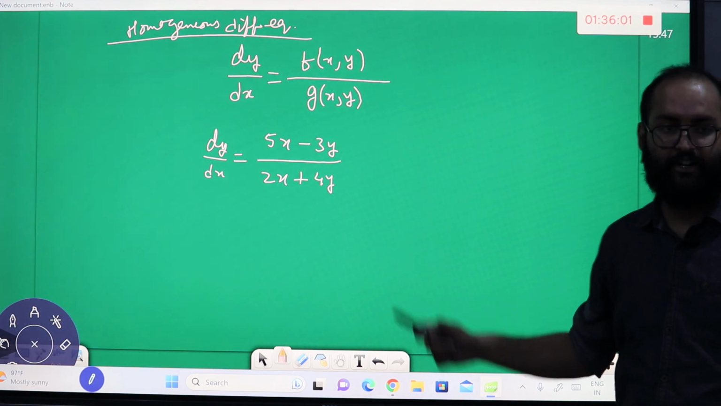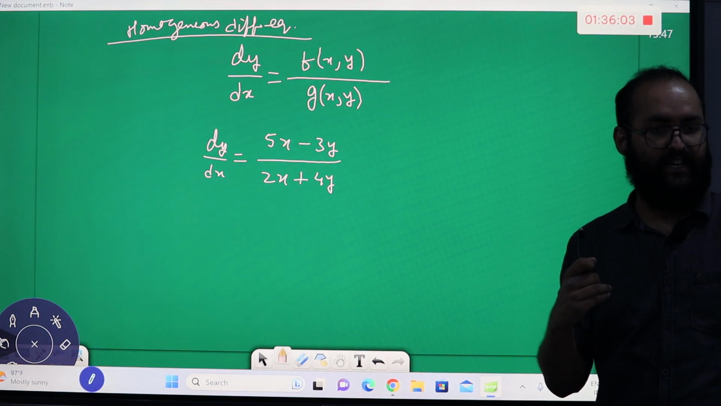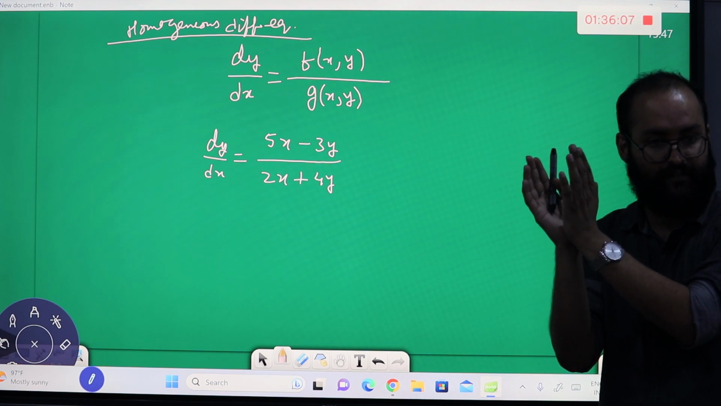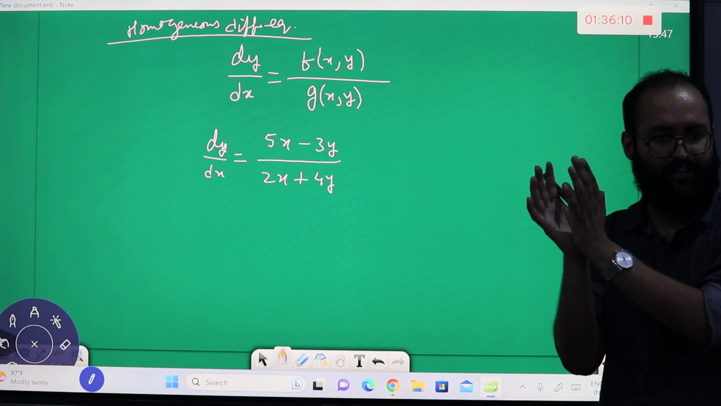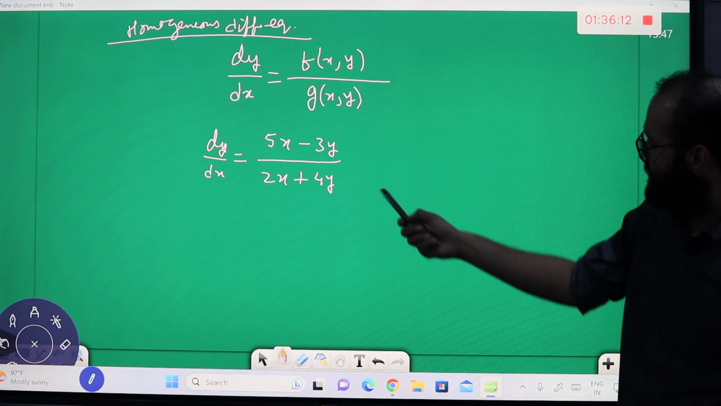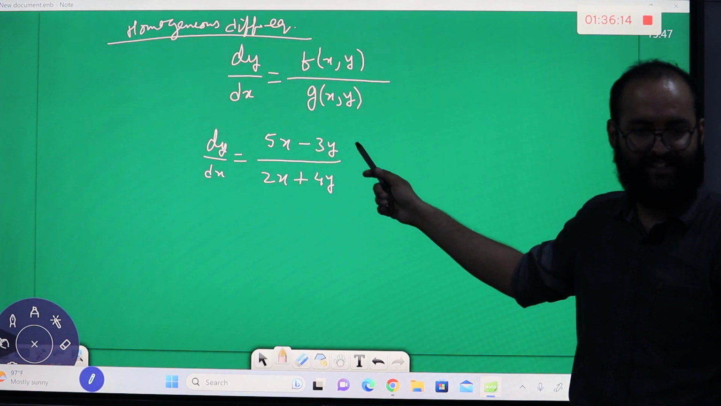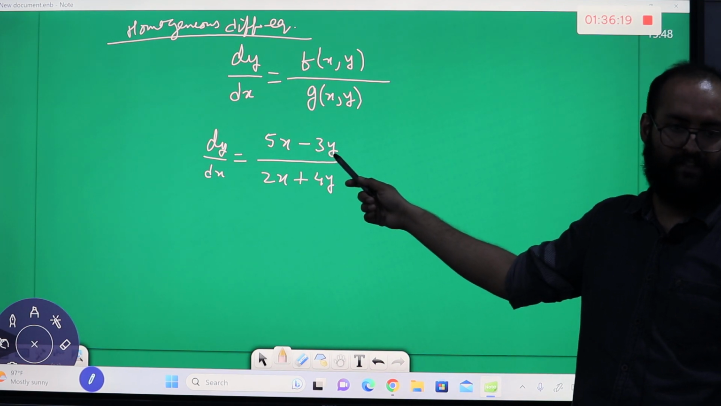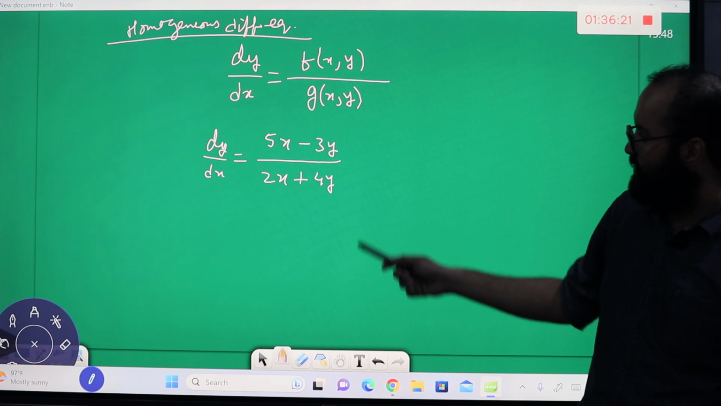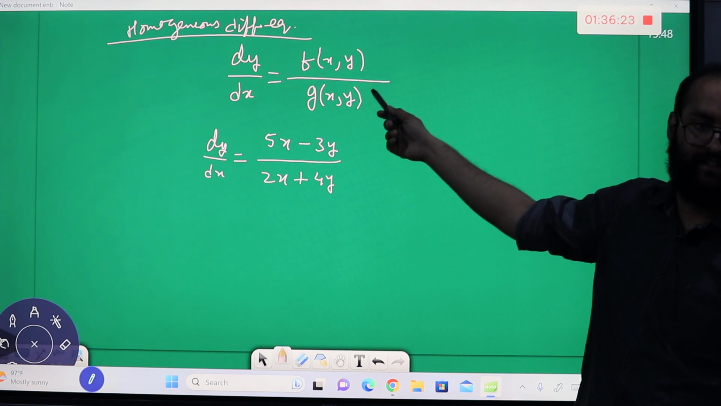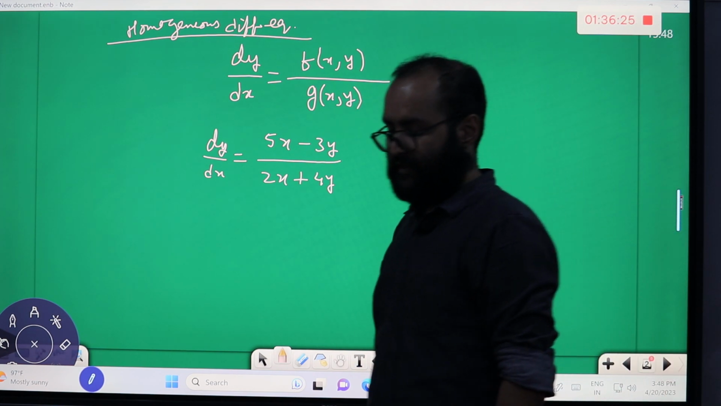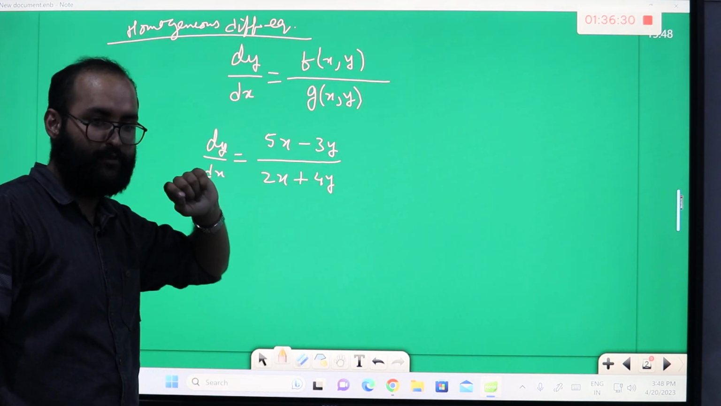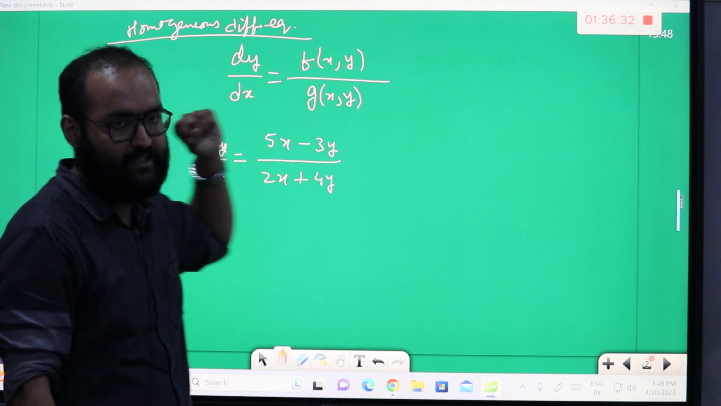In reducible to variable separable, we have to write dy dx equal to some function of x and y, and that right hand side function of x and y we took as t or v, any variable. But here, this is a fraction. If you take it as t, it will look so complicated, you cannot find the value actually. Now such a dy dx equal to f of xy by g of xy will be called a homogeneous differential equation.